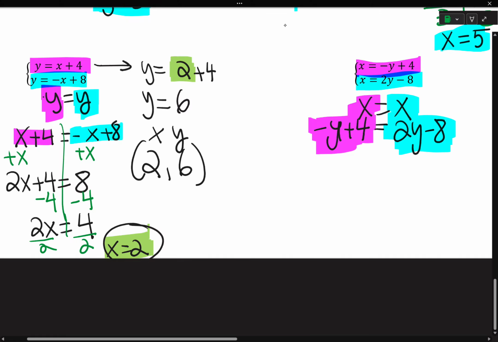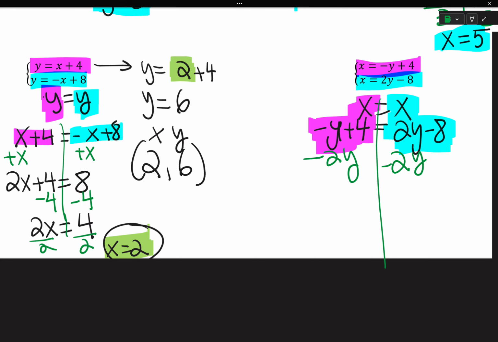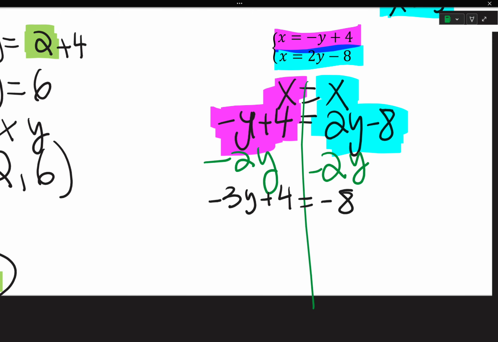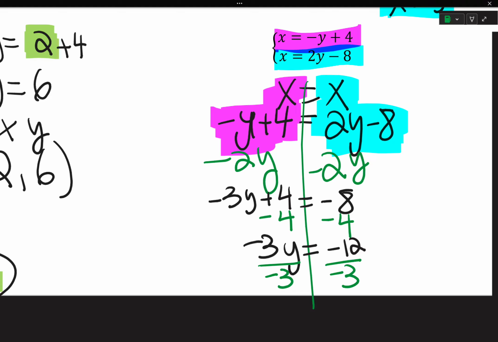All right, let's solve for y. Again, I'm going to move my y's to the left, and I'm going to do that by subtracting 2y from both sides. So now I got negative 3y plus 4 equals negative 8. Let's move 4 to the other side by subtracting since it was being added. So now we got that negative 3y equals negative 12. And I wrote too big, but that's okay, ran out of room again. I divide both sides by negative 3, and I get that y equals 4.